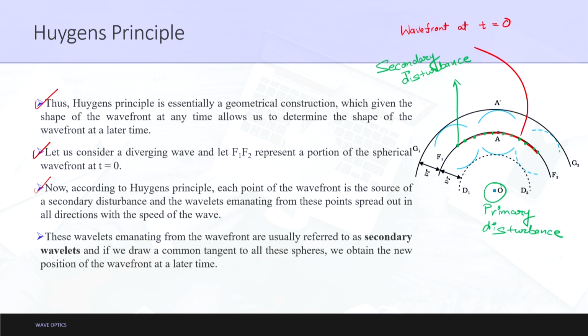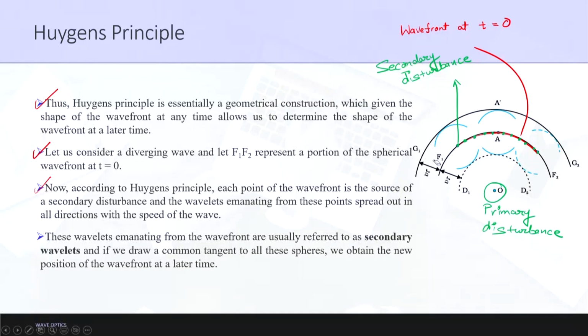What do these secondary disturbances do? They also emanate waves. These wavelets emanating from these points spread out in all directions with the speed of the wave. These blue lines which you can see are nothing but the spheres emanating from the secondary disturbances. When we find the tangents of these waves, we will get the next wavefront, and this is a small concept of Huygens principle. These wavelets emanating from the wavefront are usually referred to as secondary wavelets.